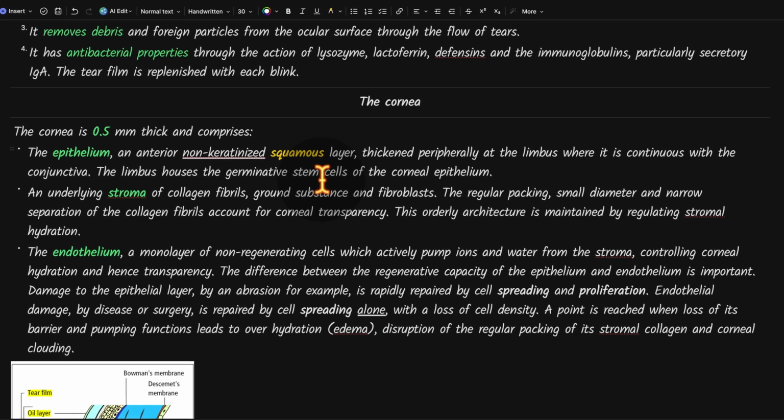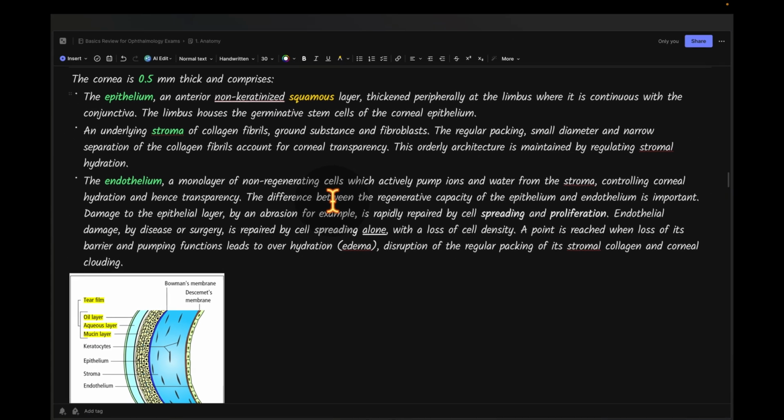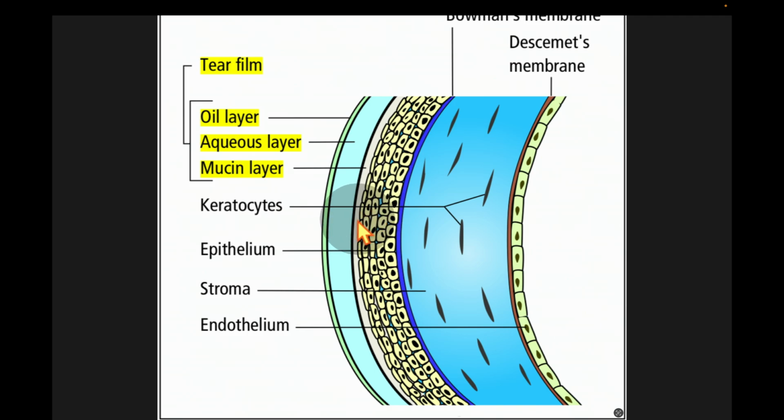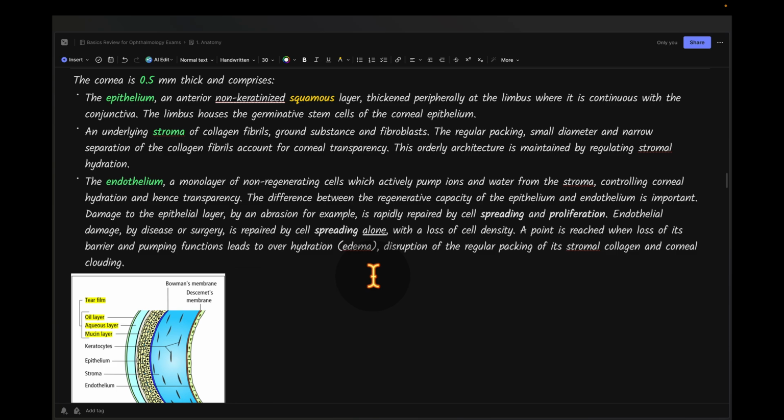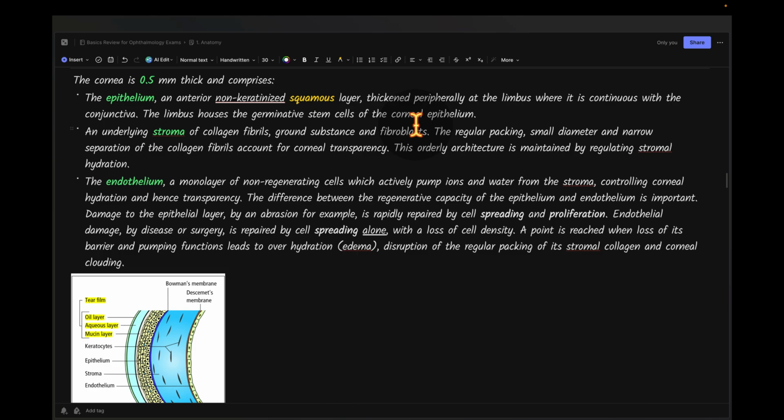Then you have the cornea. The cornea is 0.5 millimeters thick, and it comprises 5 layers: the epithelium, Bowman's membrane, the stroma, Descemet's membrane, and the endothelium. From outside to inside, you have the epithelium, made of non-keratinized squamous epithelium, which is thickened peripherally at the limbus. The limbus houses the germinative stem cells of the corneal epithelium.